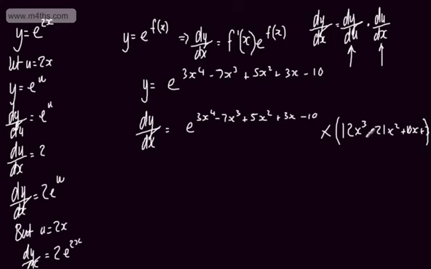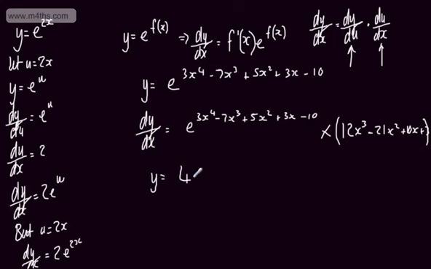We have 12x cubed minus 21x squared plus 10x plus 3 multiplied by e to the 3x to the 4th minus 7x cubed plus 5x squared plus 3x minus 10. That is it. You're simply taking the derivative of the inside function and multiplying it through the original function. So let's do one more.